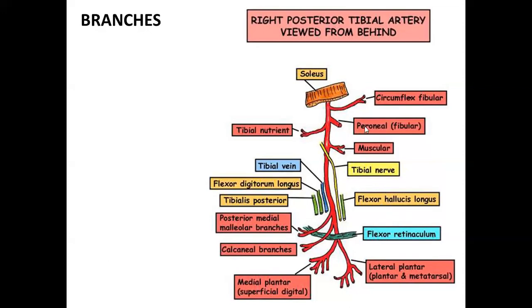Then we have muscular branches that go to the different muscles of the posterior compartment of the leg. We have a circumflex fibular artery. We have communicating branches which join small branches of the peroneal artery. Then lower down, we have a medial malleolar branch. We have calcaneal branch, and then we have these terminal branches. You can make this diagram in your exam.